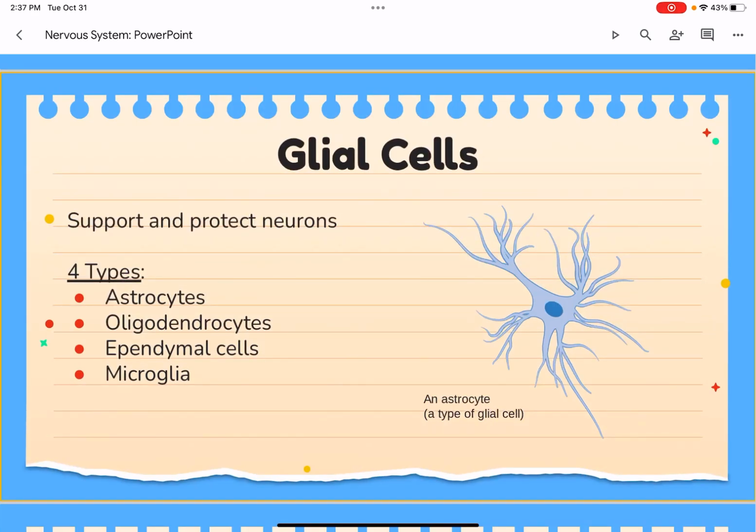Glial cells support and protect neurons. There are 4 types. Astrocytes are star-shaped glial cells that support, protect, and communicate with neurons. They help regulate the composition of the extracellular fluid in the central nervous system by removing excess potassium ions. They may be important in memory and learning.